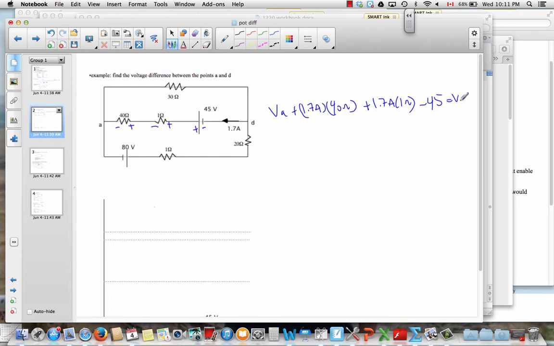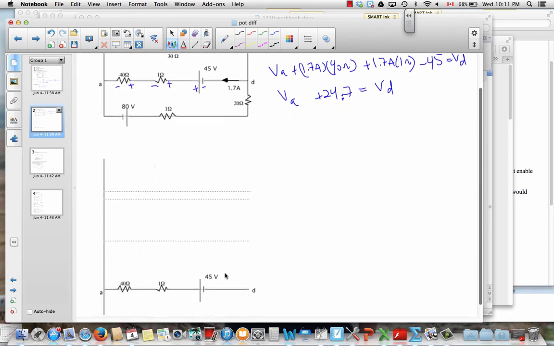and then we end up at the point D. So if you add that up, that's, let's see, 17 times 4, that's 68. That's another 1.7, and then there's a drop of 45 there. So 24.7. So this tells us that the point D is 24.7 volts higher than the point A.